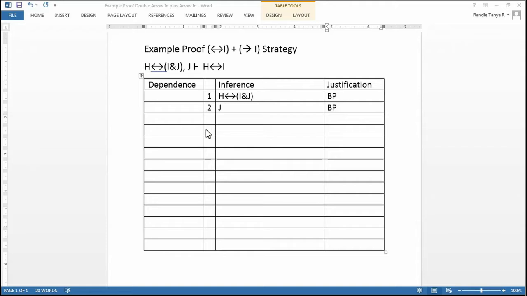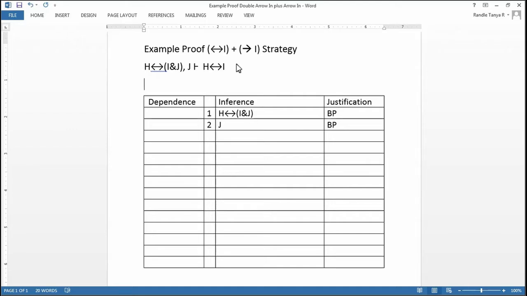Okay, sorry, this should say H if and only if I and J, therefore H if and only if I. So I've got my basic premises listed here, and now I notice that my conclusion is a biconditional, so I'm going to set for myself two subgoals.